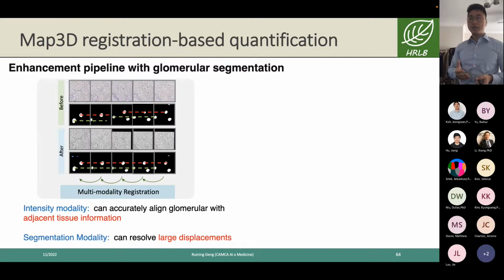After that, we improved our previous pipeline. We tried to get a better registration performance for each glomerulus, so we introduced the segmentation modality within the registration pipeline. The segmentation modality can resolve the large displacement issue. And we also use the intensity modality from previous pathological images to align the glomerulus well with adjacent tissue information.